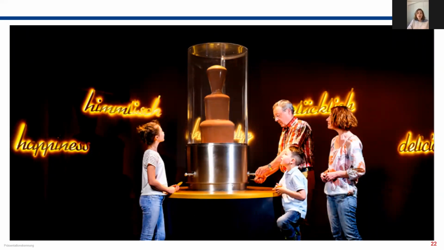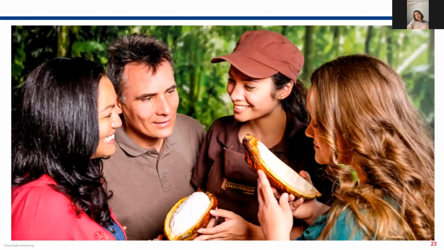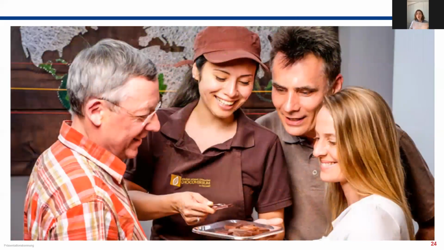But Chocoversum is not only about fun. We want to show our guests where chocolate comes from, what a cocoa fruit looks like. And this you can see on the next picture. Every guest can enjoy a fresh chocolate brew within the tour and really understand how chocolate is made. I think it's really interesting to see and to taste the cocoa fruit because it doesn't taste like chocolate at all. So our guests really can understand during the 90 minutes tour how chocolate is made.